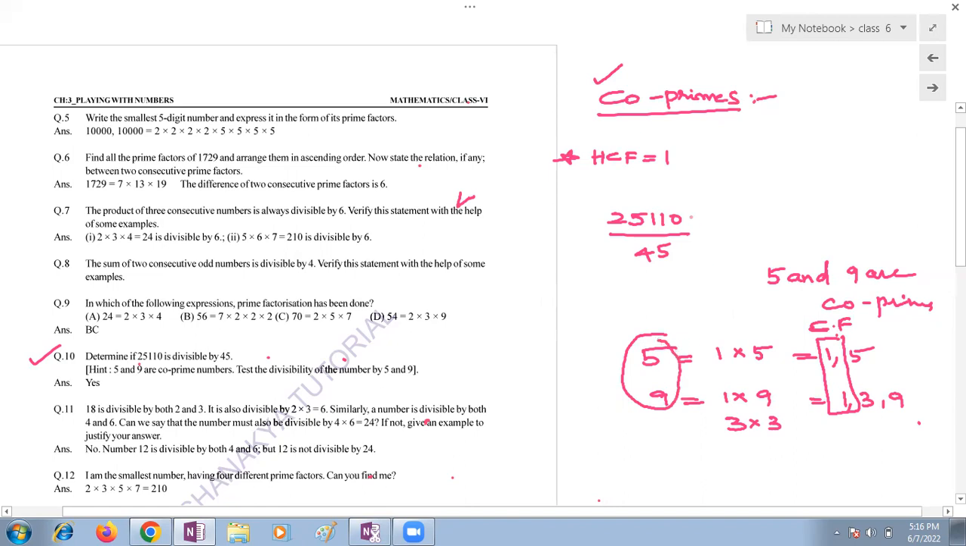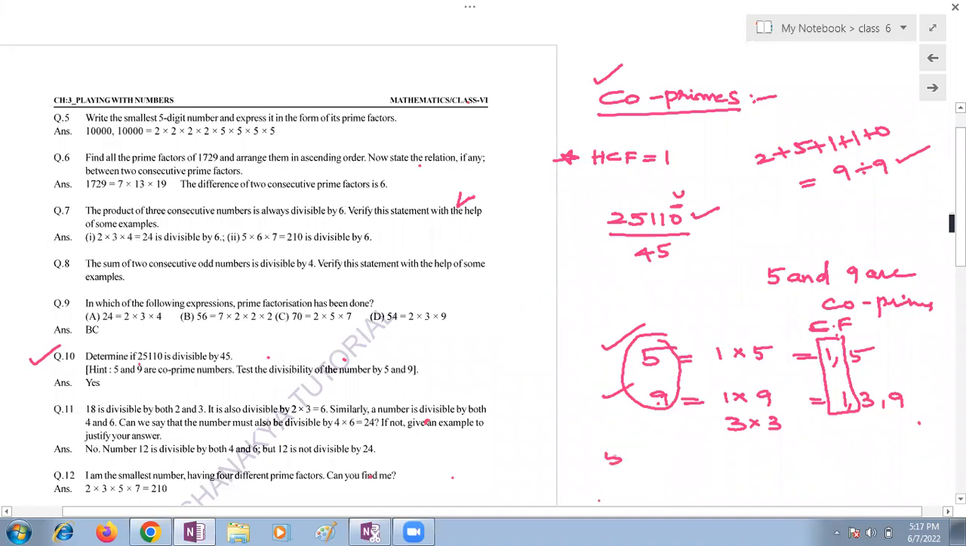The divisibility rule of 5 is true in this case, because the units place digit is 0. Coming to the 9 rule: what is the 9 rule, children? If the sum of the digits is exactly divisible by 9. Very good. So the 9 rule is also true. In this case, both the rules are true.